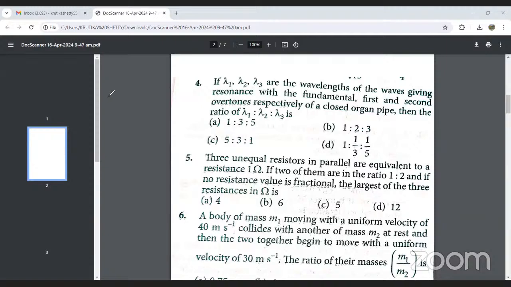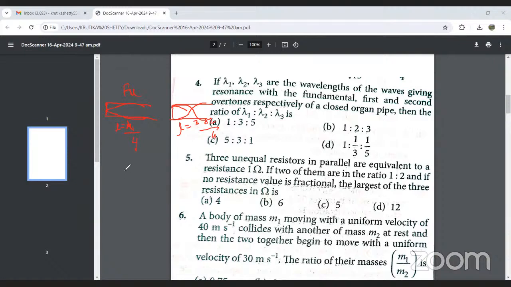What we can do here? As you know, for the fundamental of the closed organ pipe, the figure you can take somewhat like this. So this is the closed organ pipe. Therefore L is equal to, we know that for the closed organ pipe it is lambda 1 divided by 4. This is for the fundamental. For the first overtone, what we can do here, students? For the first overtone, the figure is somewhat like this. This is for the first overtone. The L value is 3 lambda 2 divided by 4.